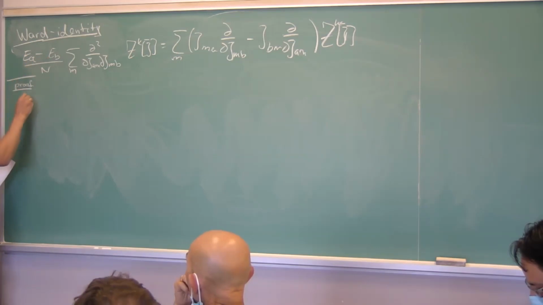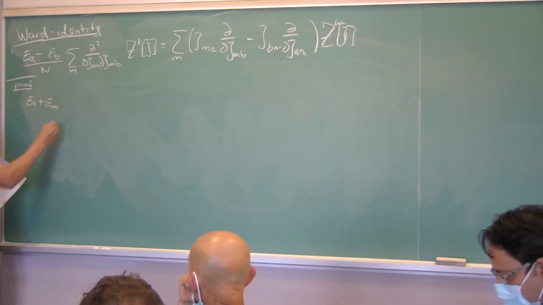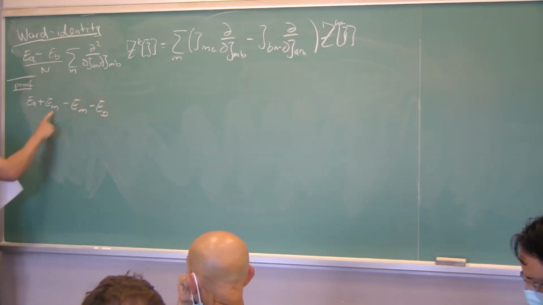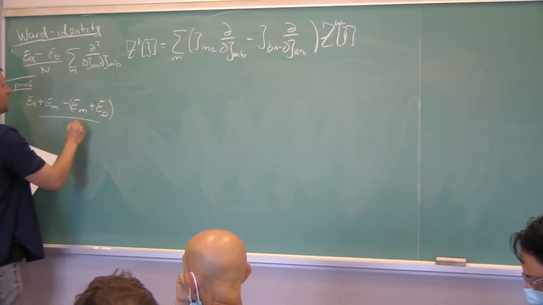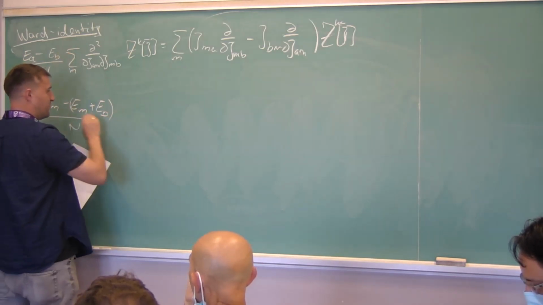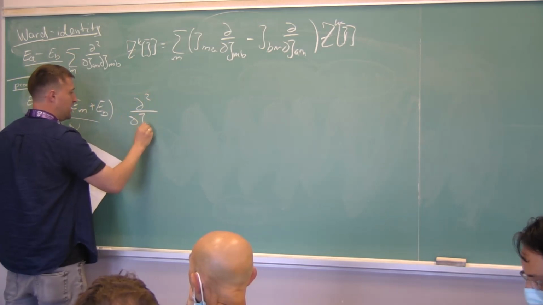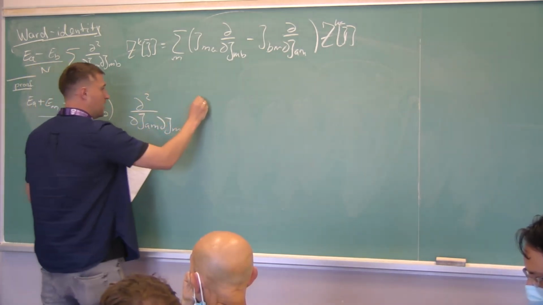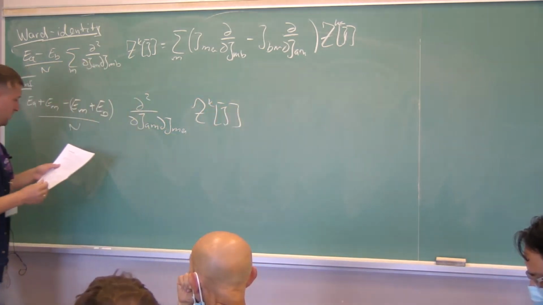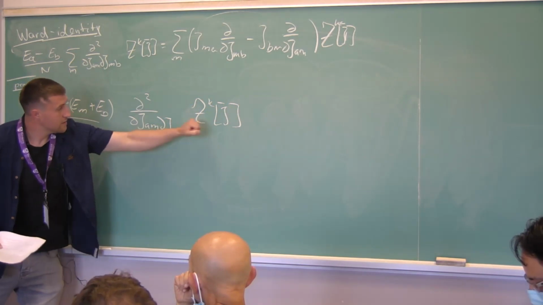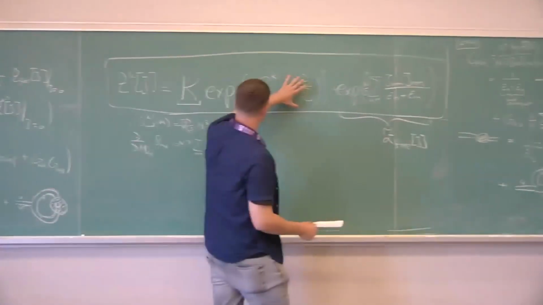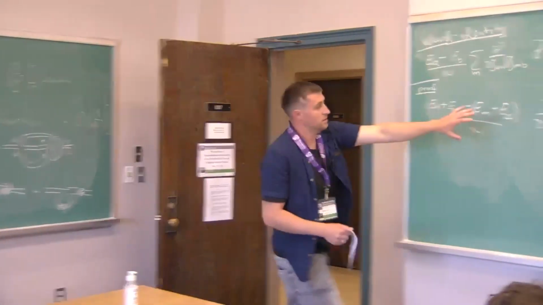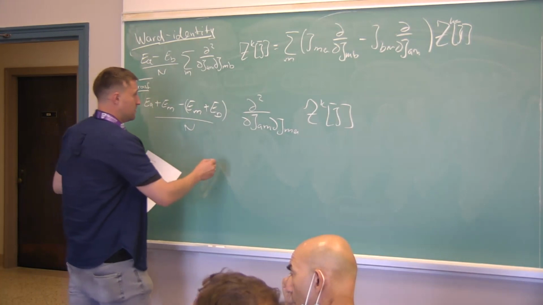So we put here a zero. We write EA plus EM minus EM minus E, right? Just plug in here zero. Then we divide everything by n. Let's forget the sum at the moment. We do it for any m. Second derivative DJAM DJMA acting on ZKJ. Then we write the partition function again in this form. We can pull out all this derivative of this interaction part to the left. And then we do the following.